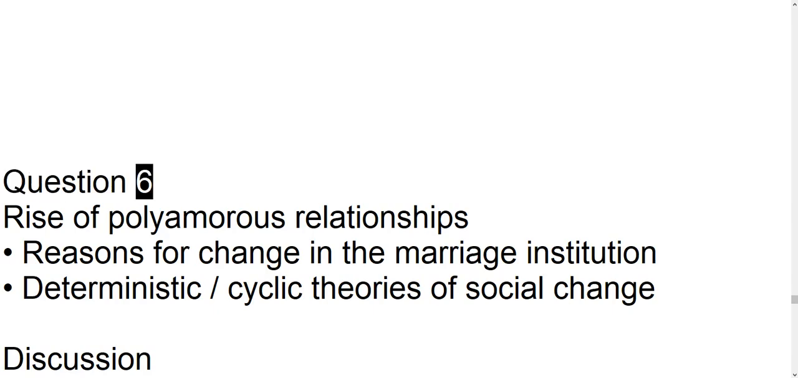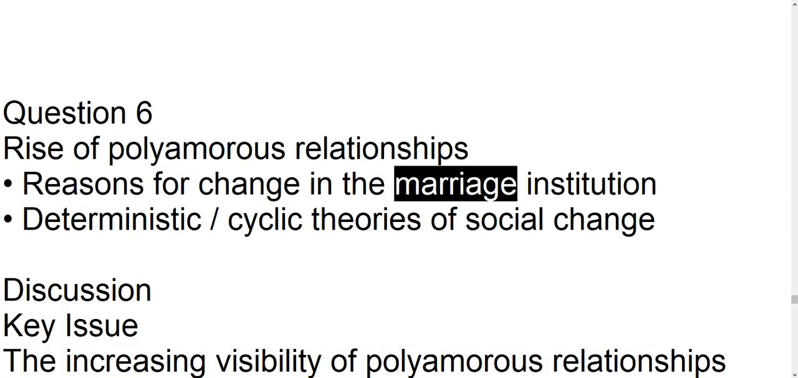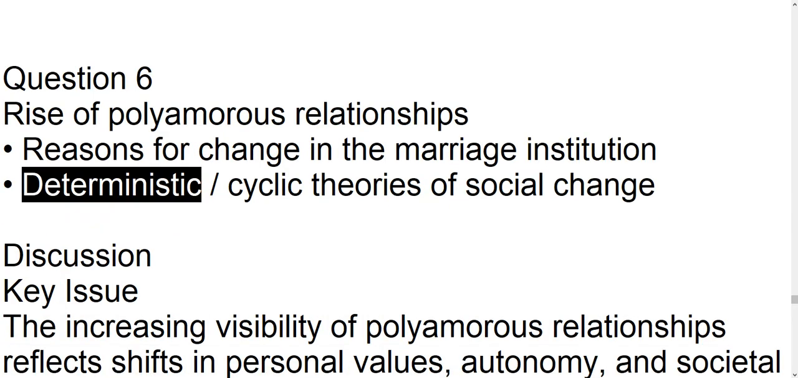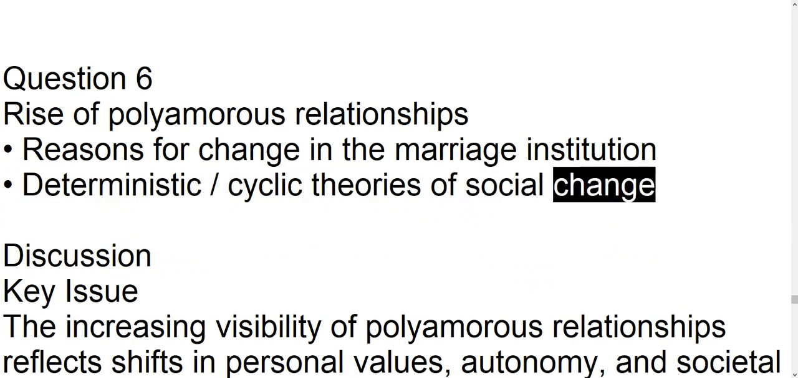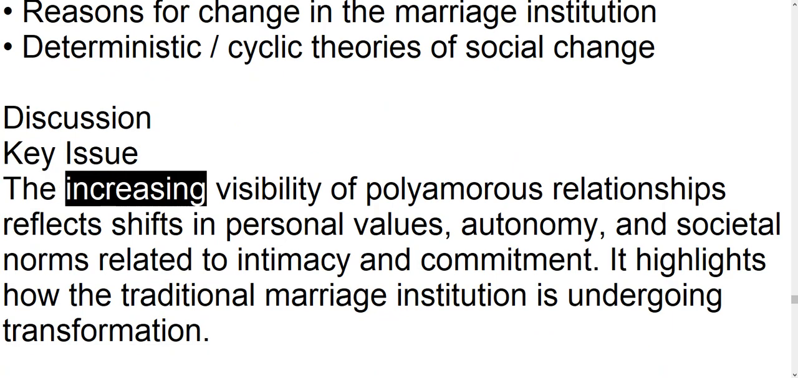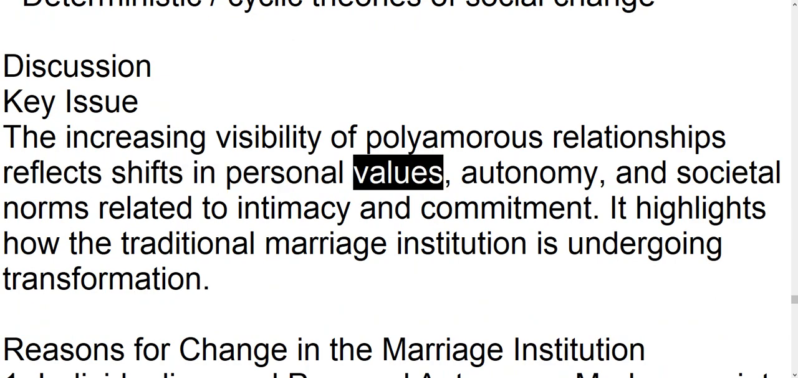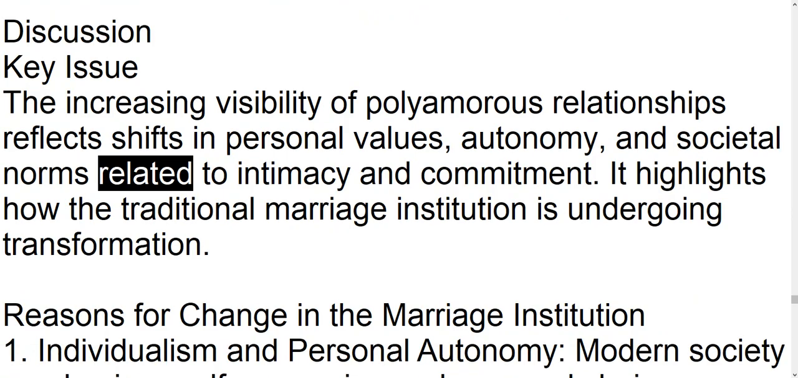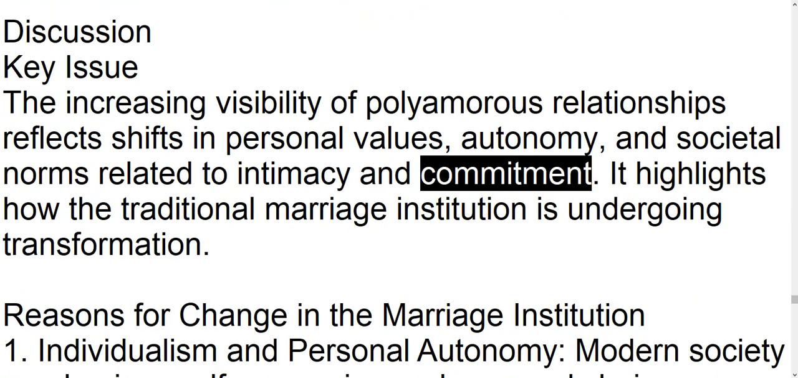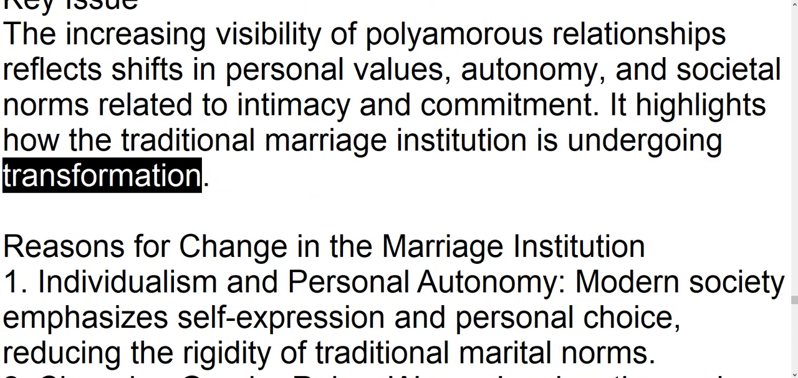Question 6. Rise of polyamorous relationships. Reasons for change in the marriage institution. Deterministic/cyclic theories of social change. Discussion. Key issue. The increasing visibility of polyamorous relationships reflects shifts in personal values, autonomy, and societal norms related to intimacy and commitment. It highlights how the traditional marriage institution is undergoing transformation.